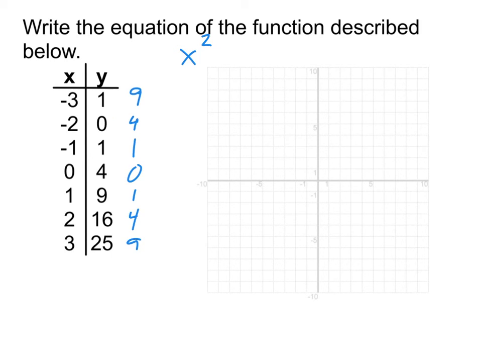Is there a way that I can turn each of these y values into those numbers? We'd have to add, let's see, that's like plus 8, plus 4, plus 0, minus 4. No, that's not working for us. Okay, so if that's not working for us to change the y's, let's look at the x's. What squared equals 1? That'd be 1. What squared equals 0? What squared equals 1? What squared equals 4? What squared equals 9? And so on.